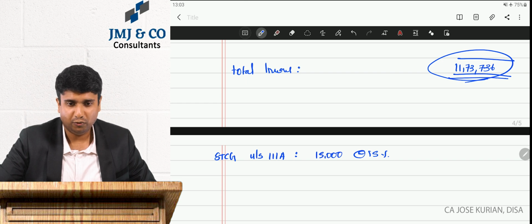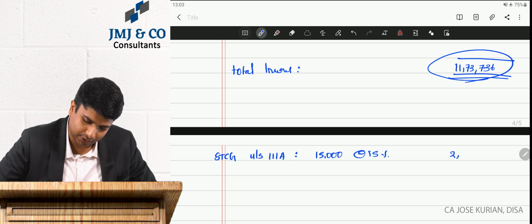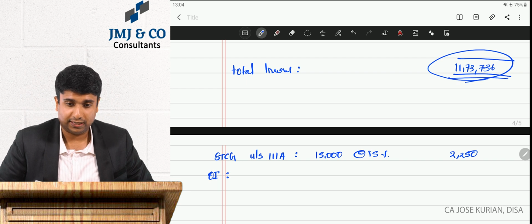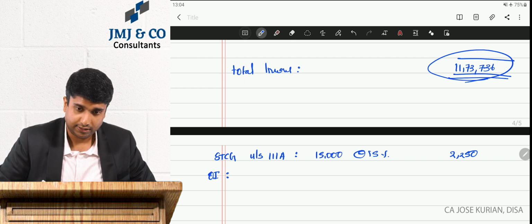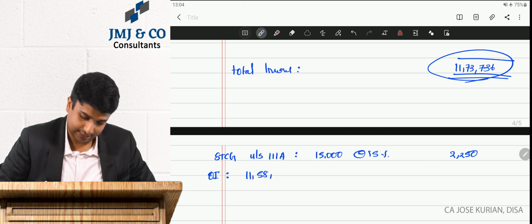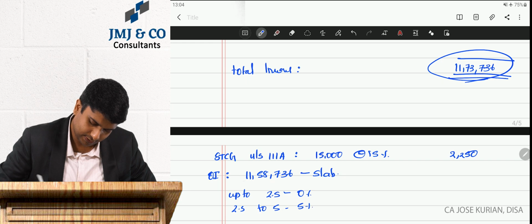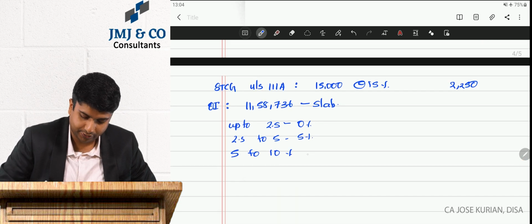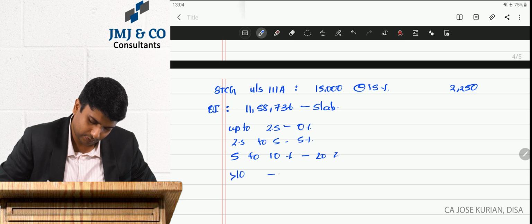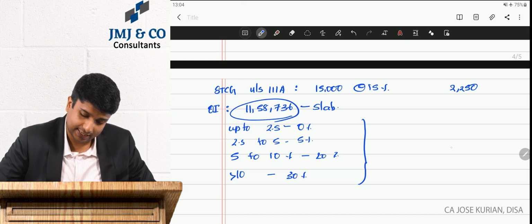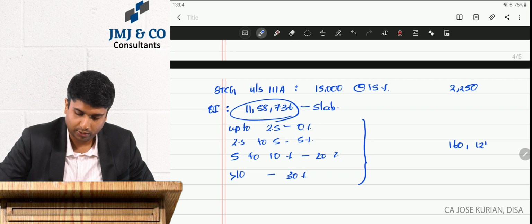And friends, what would be the tax liability? 15,000 at 15% would be 2,250 as the basic tax. Now what is the other income? If you deduct 15,000 from the total income, the other income would be 11,58,736 to the slab. And what is that slab? Up to 2,50,000, nil; 2.5 to 5 lakh, it is 5%; then 5 to 10 lakh, 20%; above 10 lakh, 30%. If you put this 11,58,736 into the slab, then the basic tax would be 1,60,121.